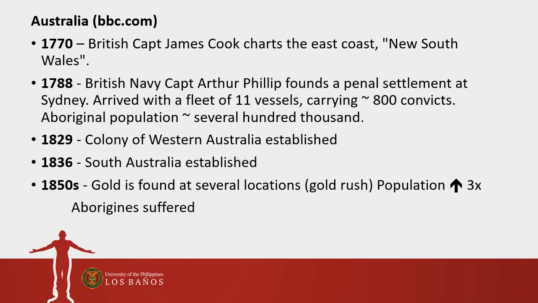In 1829, a colony of Western Australia was established. In 1836, South Australia was established. And in the 1850s, gold was found at several locations. So it was a period of gold rush. The population increased 3 times, and the Aborigines suffered.